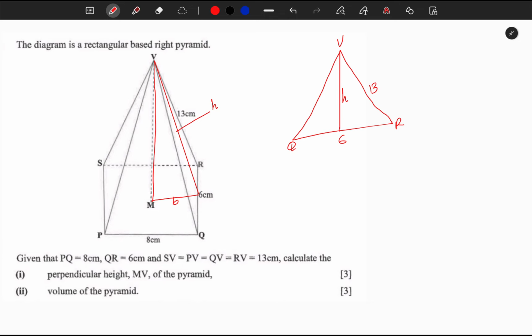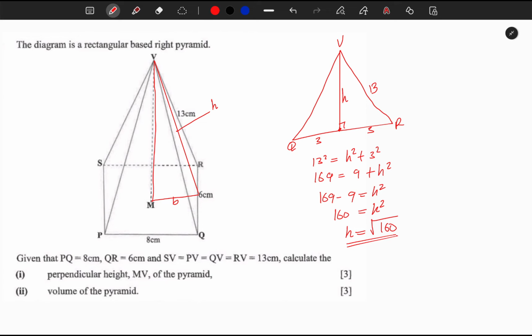So we need to find that H, we can use the Pythagorean theorem. If I divide this in two, this is 3 and that is 3, which is making this one a 6. So to find h, 13 squared is equal to h squared plus 3 squared. 13 squared is 169, that is 9 plus h squared. So 169 minus 9 equal to h squared. This is 160 equal to h squared. So h is the square root of 160.